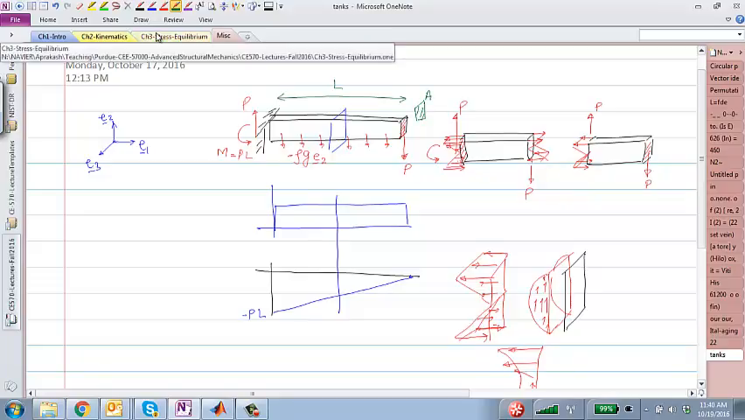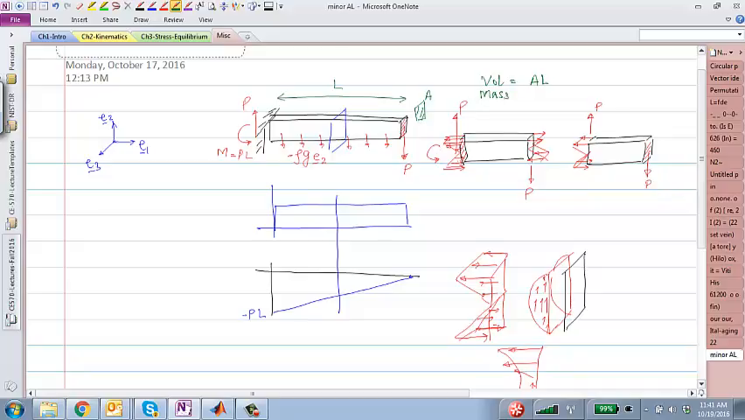the total volume is A times L. Total mass is rho A L. I'm assuming uniform density and uniform area of cross section for simplicity. And then the total weight of that beam would be rho A L g, and of course that would need to be added here.